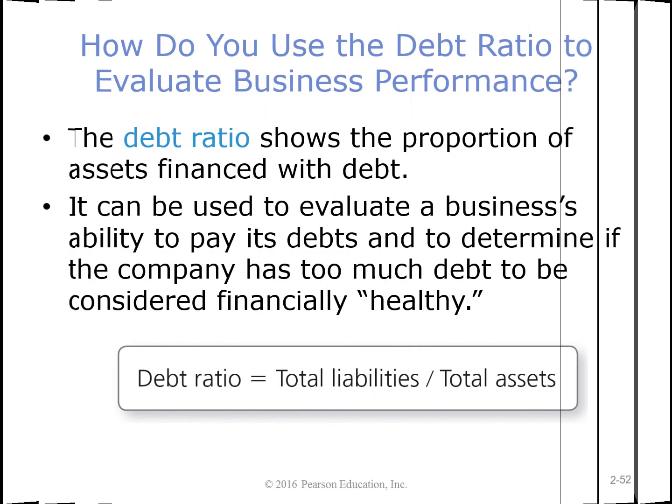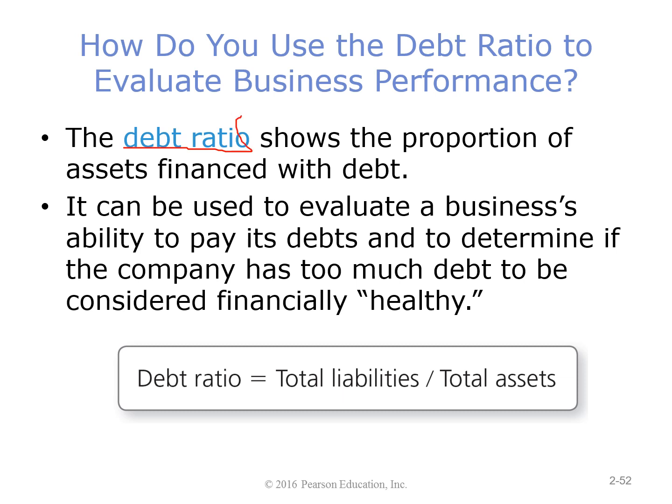Last, we are talking about the debt ratio, and the debt ratio is the proportion of assets financed by debt. How much of your assets are financed through liability, and it can be used to evaluate the business's ability to pay its debt and to determine if the company has too much debt to be considered financially healthy. The higher the debt ratio, the more risky the company is, the less healthy the company is. So actually this is a very important ratio, and it is sequential to the ROA that we discussed in chapter 1. By that we reached the end of that chapter.